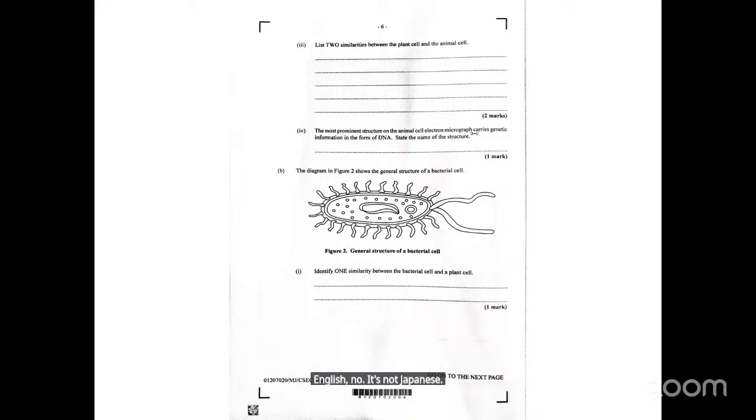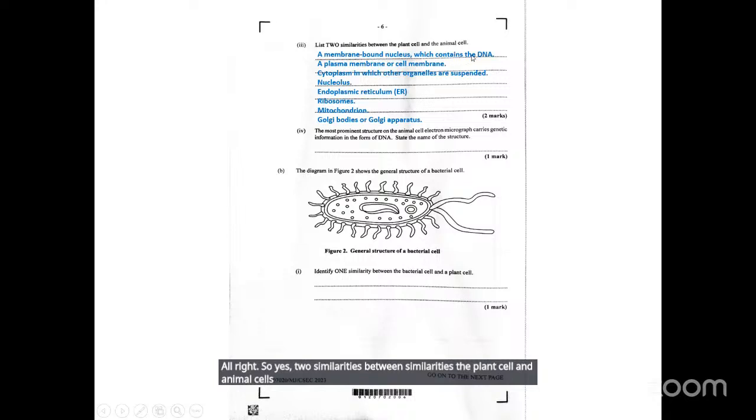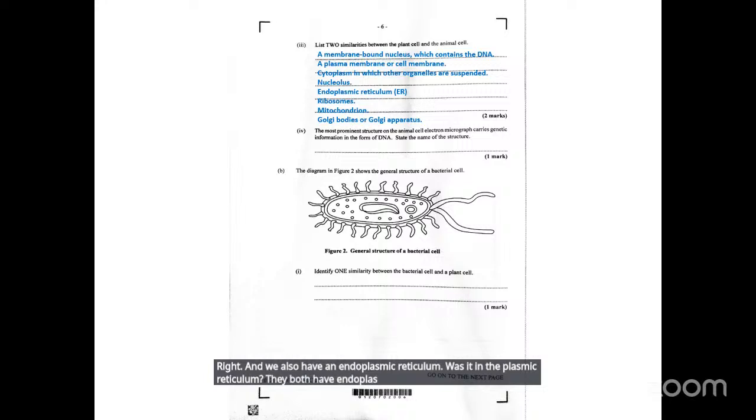All right. So, two similarities between the plant cell and animal cells: a membrane-bound nucleus, which contains DNA; plasma membrane or cell membrane; cytoplasm, in which other organelles are suspended; and we also have an endoplasmic reticulum. They both have endoplasmic reticulum. What's that?